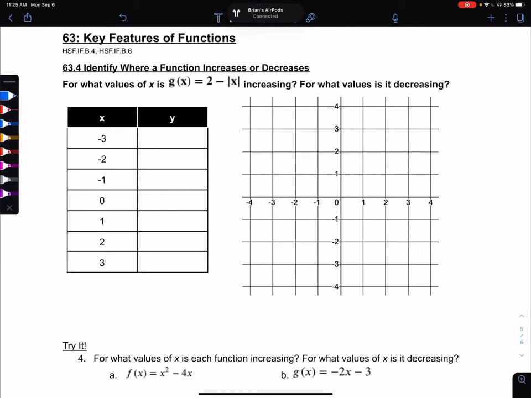Here we're going to look at topic 63, example 4, where we identify where a function increases or decreases. So the question is, for what values of x is g of x equal to 2 minus the absolute value of x increasing, and for what values is it decreasing?